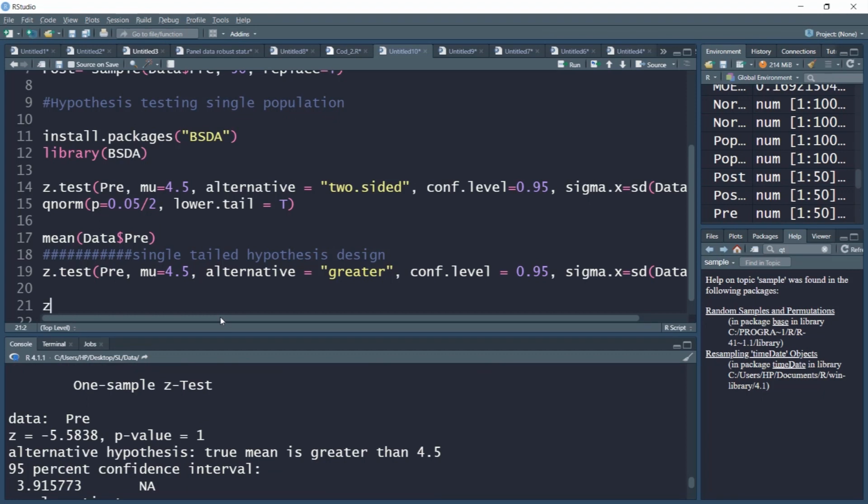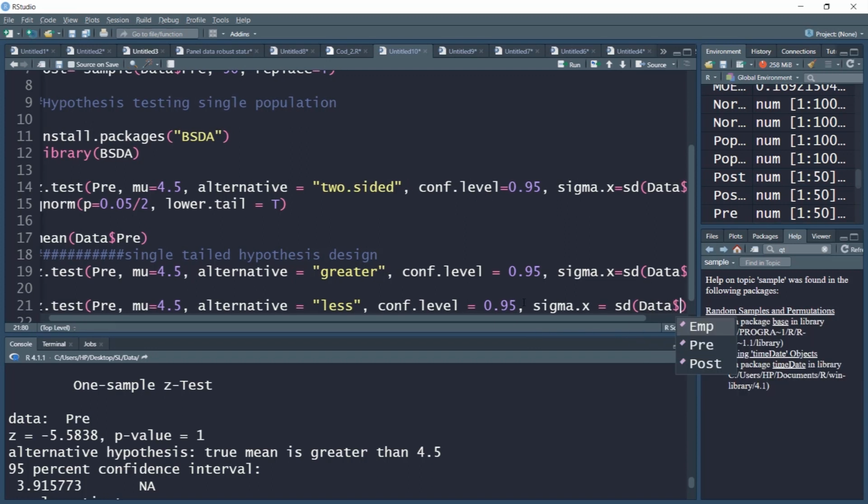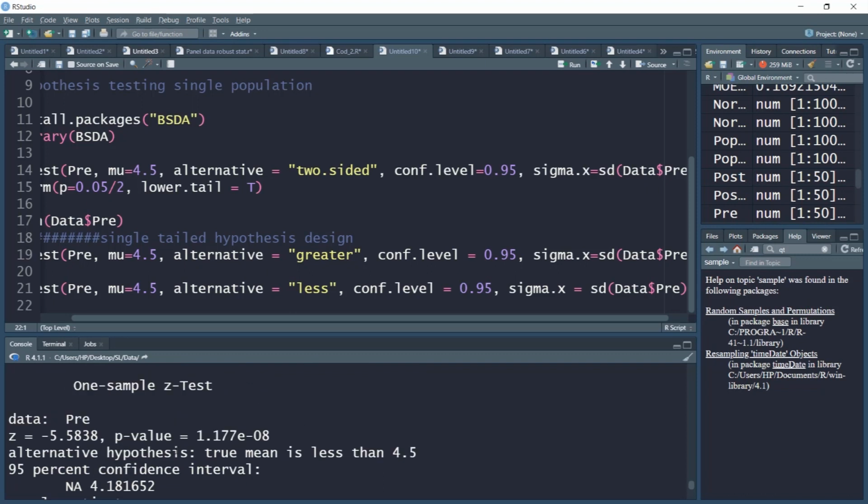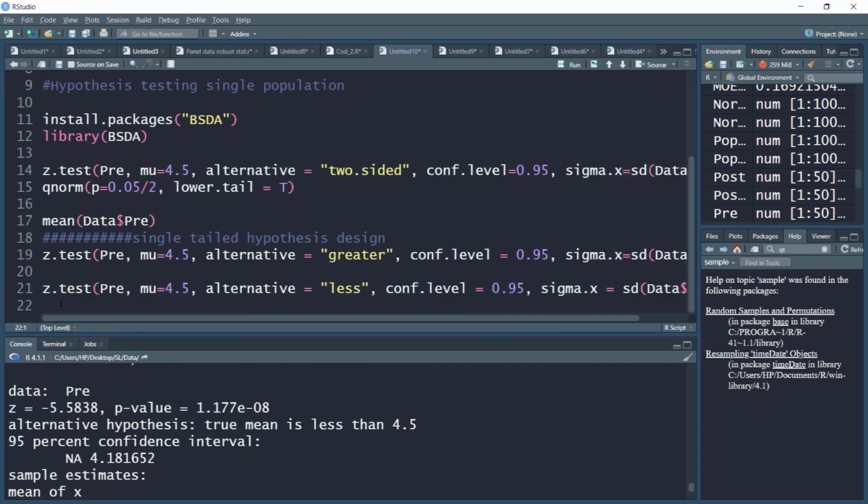So we'll move to the second step, where we'll test whether the population mean is less than 4.5. And for that, again, we'll use the sample pre, mu value of 4.5. But in this case, we'll run our alternative as less, which means we are testing whether our population mean is less than 4.5. And we'll use our confidence level again as 0.95. And we'll specify the population standard deviation also as standard deviation of original pre-data. Now, if I run this, please notice again my Z value is minus 5.5838.